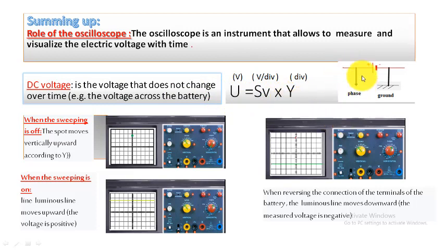This is the symbol of the phase, while this is the symbol of the ground. When the sweeping of the oscilloscope is off, the spot moves vertically upward. When the sweeping is on, we get a luminous line which is shifted upwards or downwards depending on the connection.